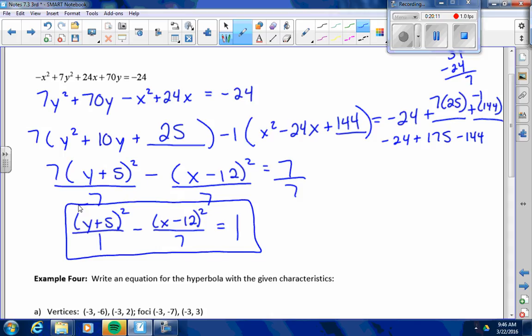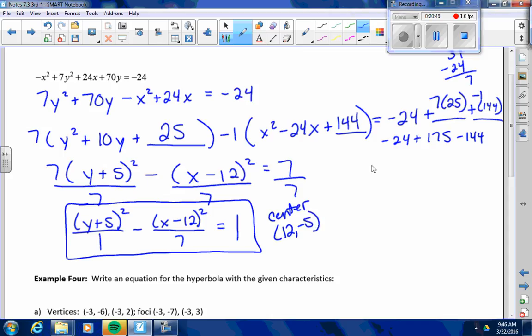What else do we have to do? We have to graph it. Where's our center? Okay, so our center's at negative 5, 12. Which direction is this hyperbola going to open up? Yes, that would be at 12, negative 5. You are correct. Thank you. Center is 12, negative 5.